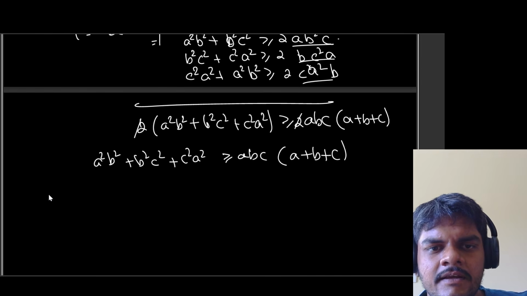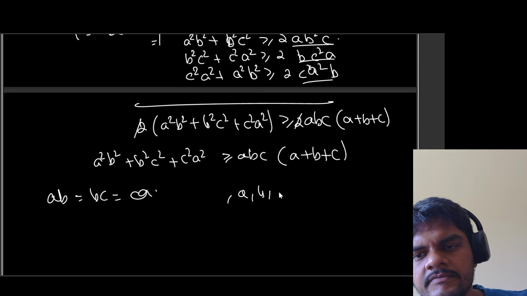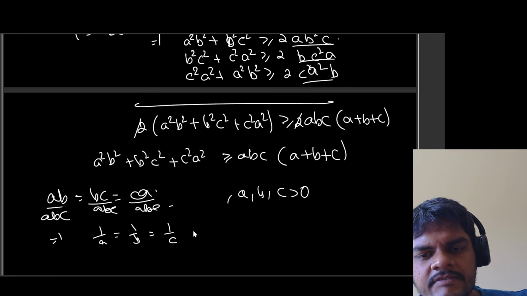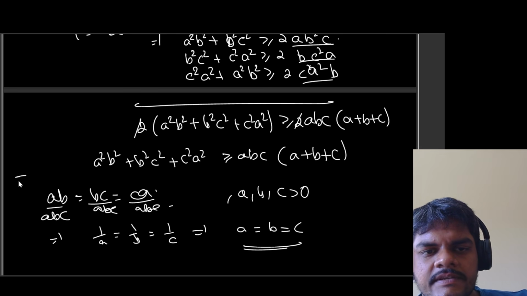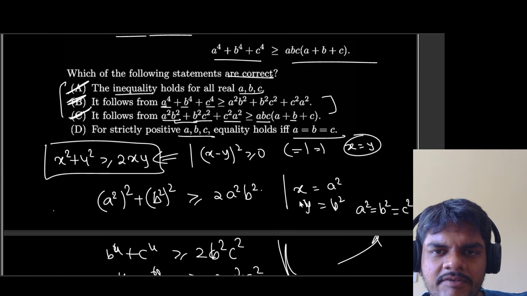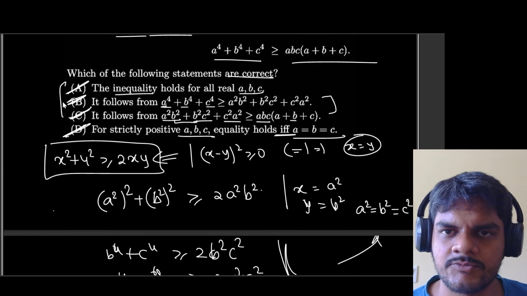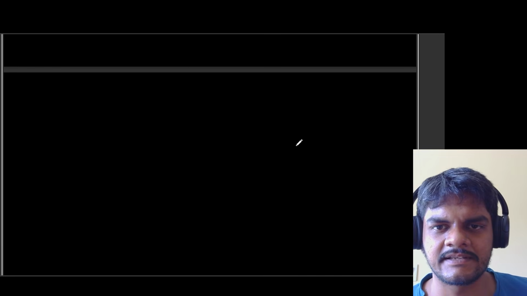In the second one, what is it? AB is equal to BC is equal to CA. If ABC are positive, can you divide by ABC, and you'll see that 1 by A equal to 1 by B equal to 1 by C, which will imply A equal to B equal to C again. So this equality holds, equality will imply A equal to B equal to C. So for positive ABC, the equality holds if and only if A equal to B equal to C. All the options are correct in this question. Beautiful question, if you ask me. This is a wonderful question. You should definitely expect these kind of questions.